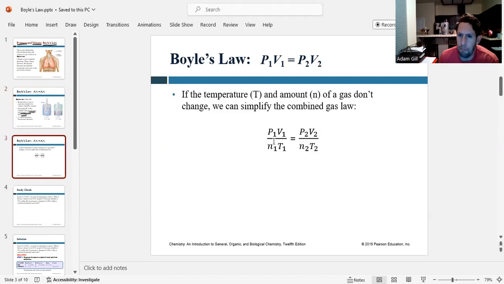So using the combined gas equation, if temperature and moles of gas aren't changing, we can eliminate them. And so we simplify the expression to be pressure 1 times volume 1 equals pressure 2 times volume 2. And this is known as Boyle's law. This is the scientist who discovered this relationship.